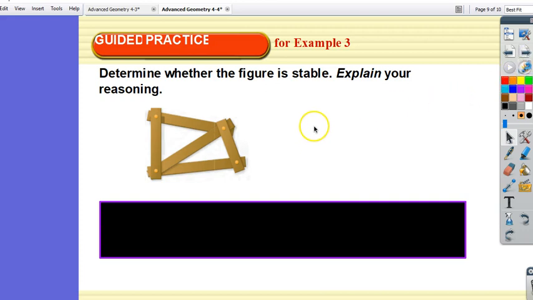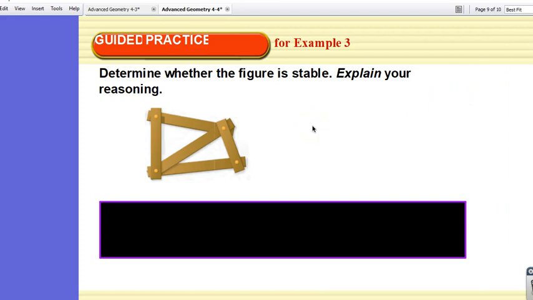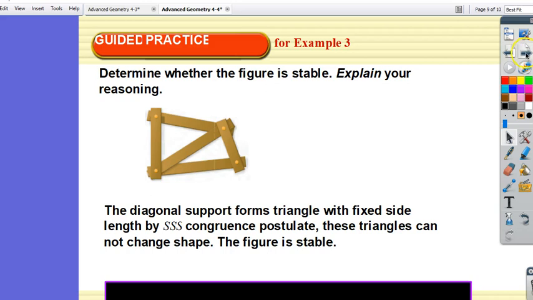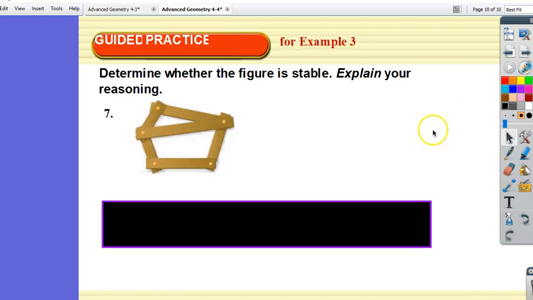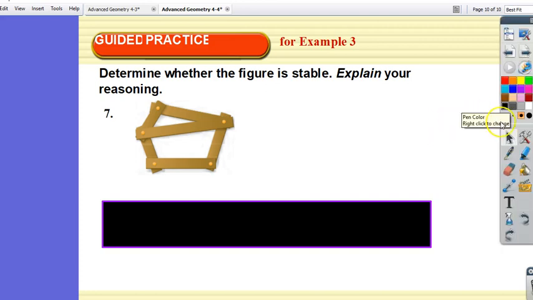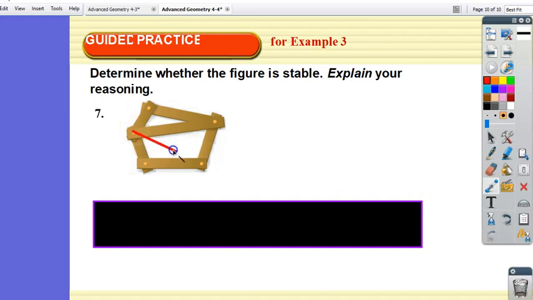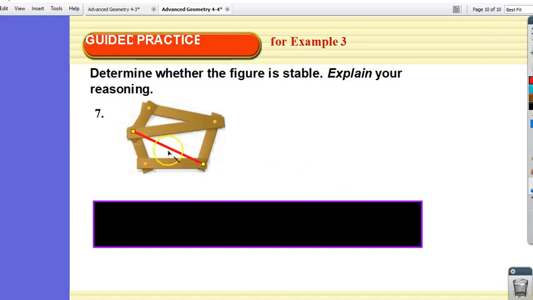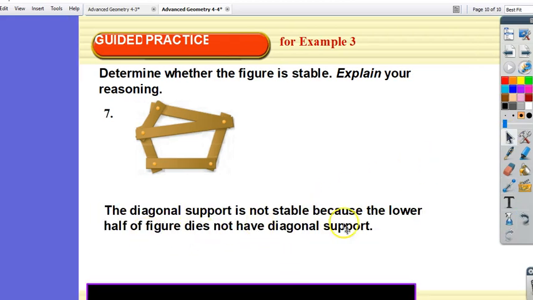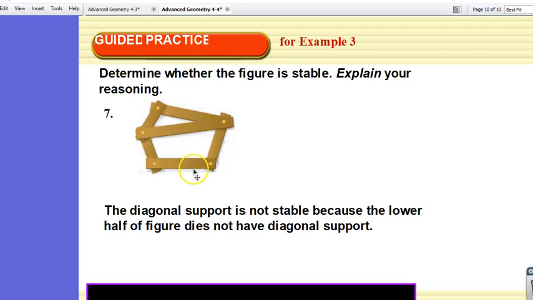So how about here? It's ugly, but is it stable? It is stable. You can't get any wiggle room out of that. That turns it into two triangles. Now this thing is stable. You cannot change its shape. How about here? No, it is not stable. It's missing one thing. It needs one more line from here to here. If you add that in, then it's all triangles, and then it'll be stable. But without that extra horizontal or diagonal support, it's not. Okay? So it's not stable because the lower half does not have a diagonal support.